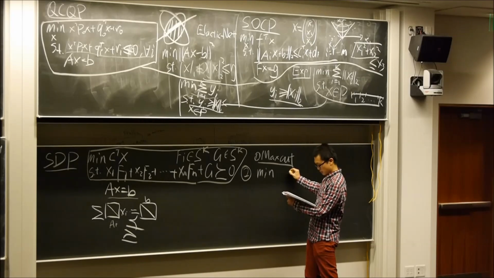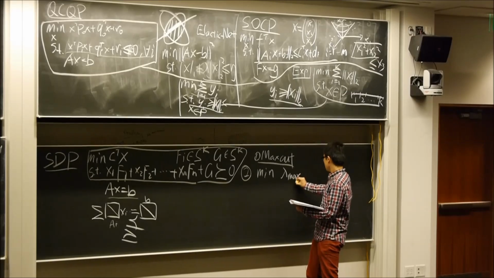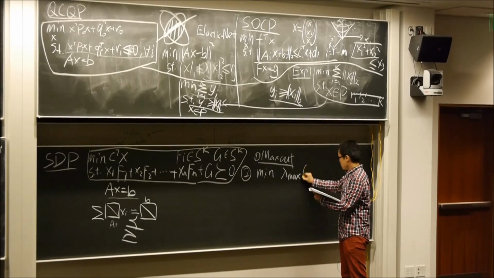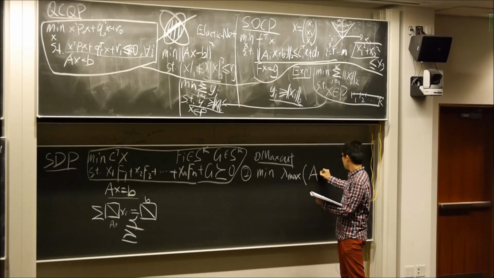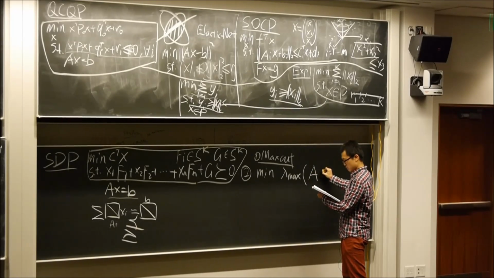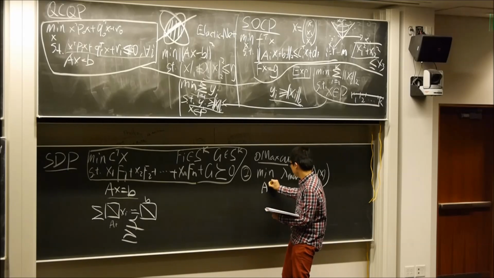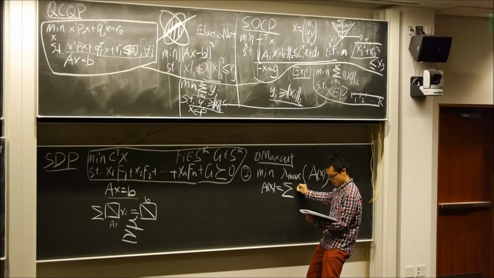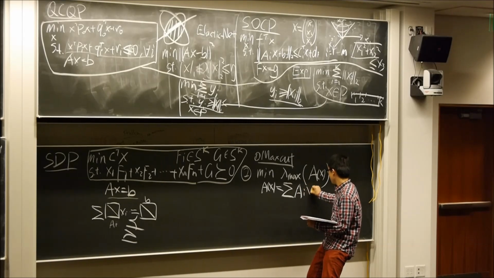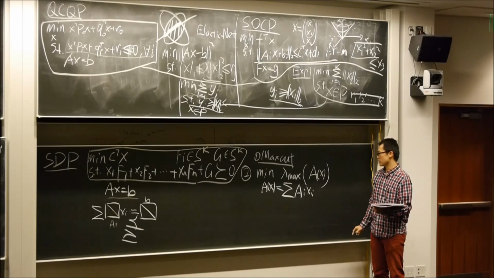Minimize the lambda max of A(x), where this matrix A(x) equals the sum of A_i x_i, and all the A_i are symmetric matrices.